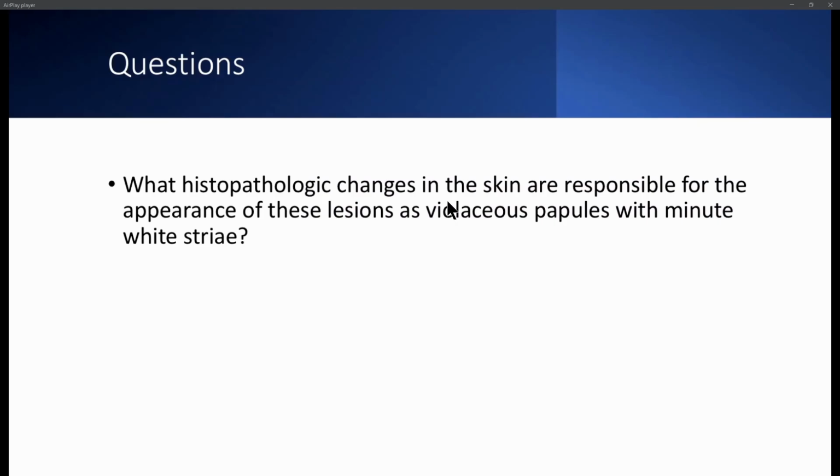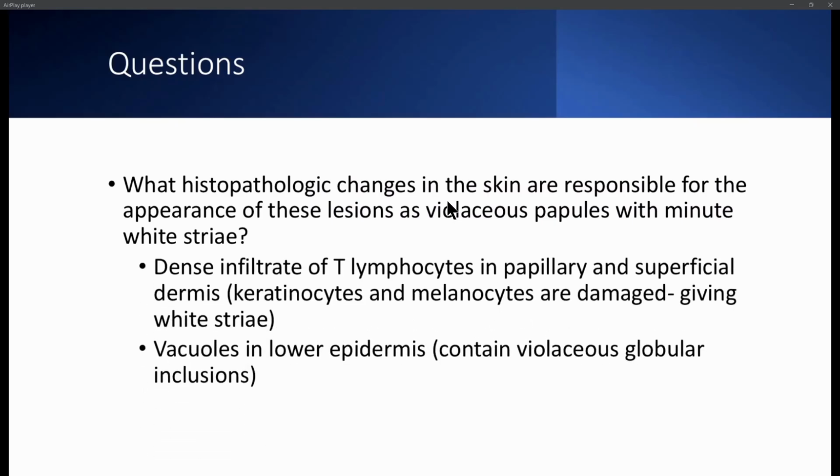So what histopathologic changes in the skin are responsible for the appearance of these lesions as the purple striae with minute white stripes? Dense infiltrate of T lymphocytes, and vacuoles. So it's the same thing. The T lymphocytes cause that white striae. And vacuoles are here as well.